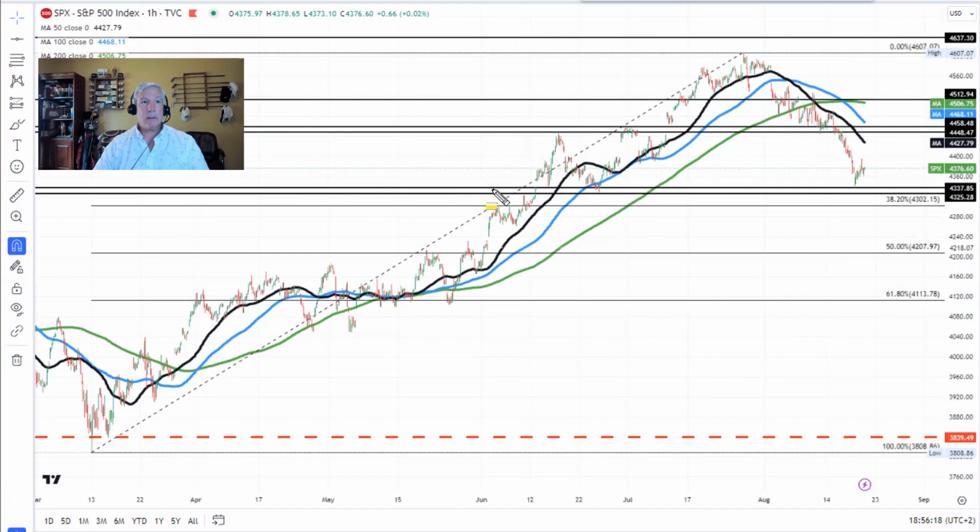So let's take a look at it from a technical perspective. I'm going to focus this analysis on the hourly chart, and if you go back in time and take a look at this yellow area right through here, it represented a number of different swing highs and then swing lows through here, here, and here before moving to the upside.